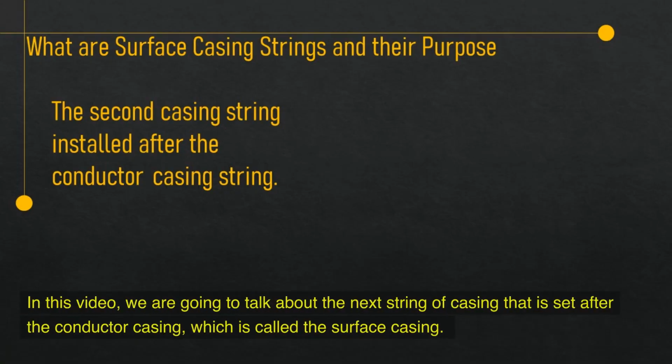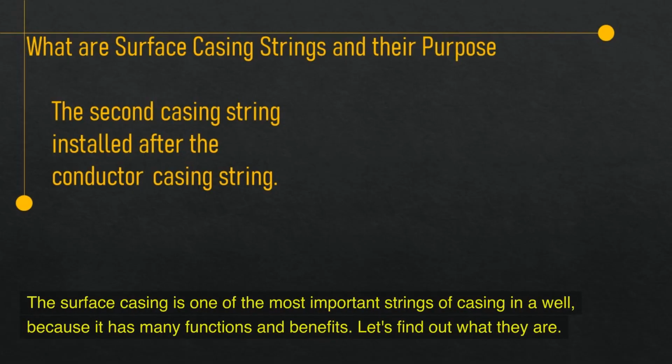In this video, we are going to talk about the next string of casing that is set after the conductor casing, which is called the surface casing. The surface casing is one of the most important strings of casing in a well, because it has many functions and benefits. Let's find out what they are.